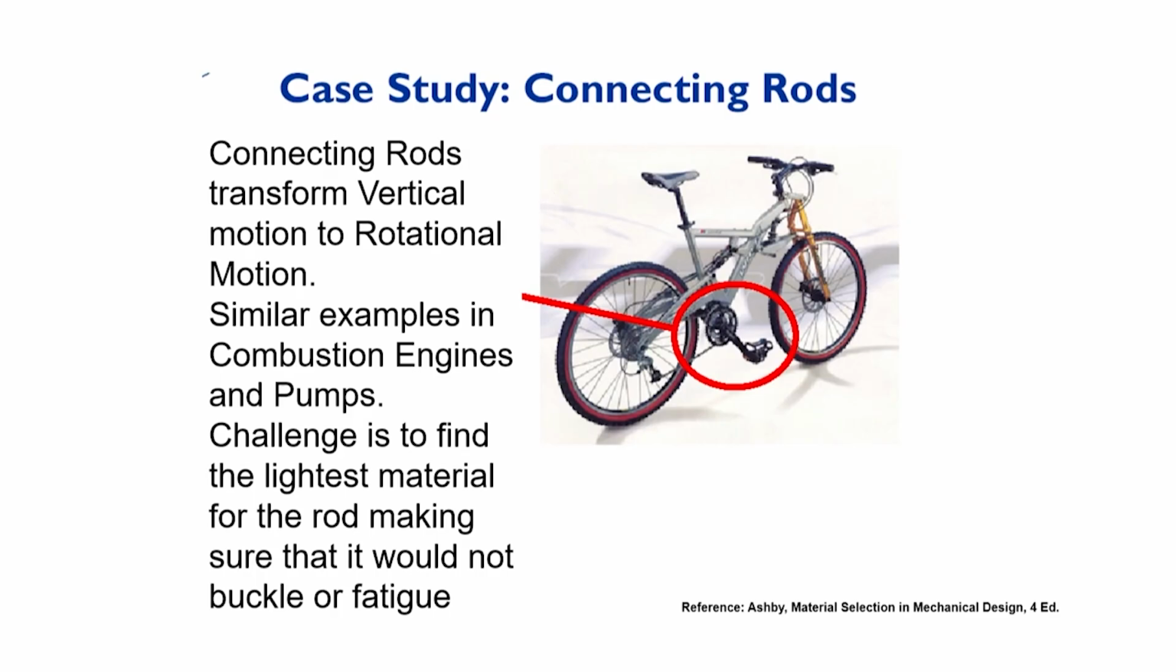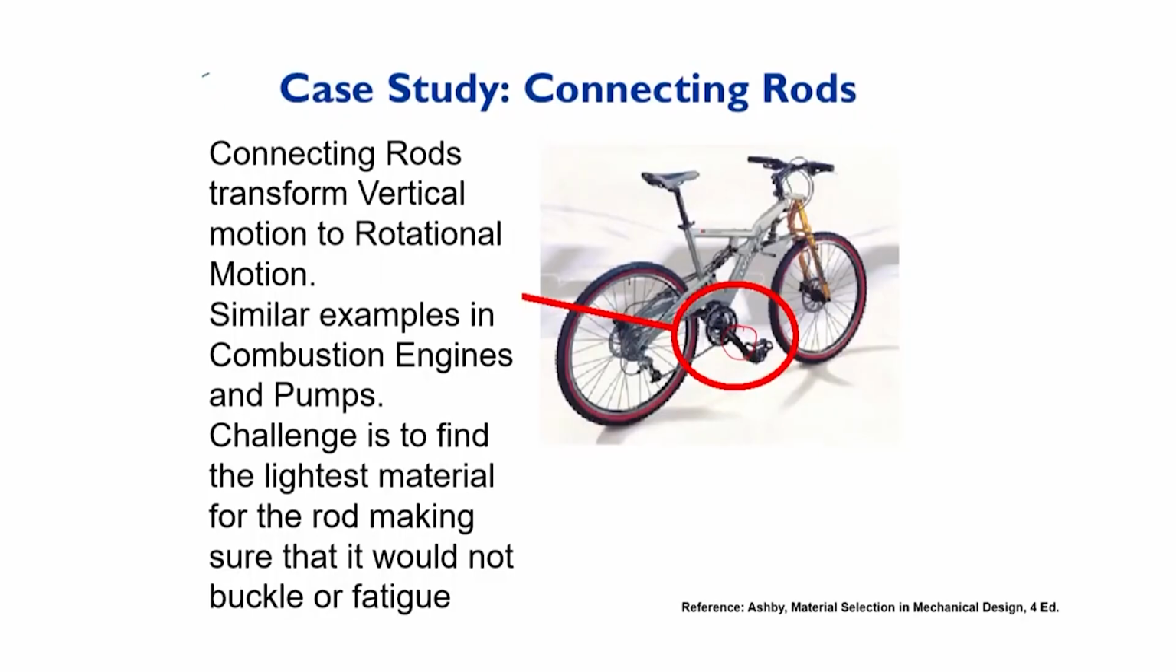Now, what is the connecting rod? The connecting rod is this system which actually transforms the vertical motion that you put on the pedal into the rotational motion of the system, because for stability the bicycle wheels have to continuously rotate. So, that rotational torque you have to supply, and the connecting rod exactly does that.